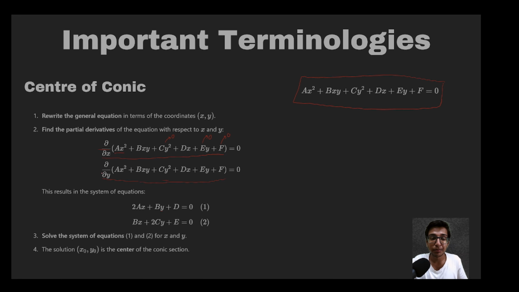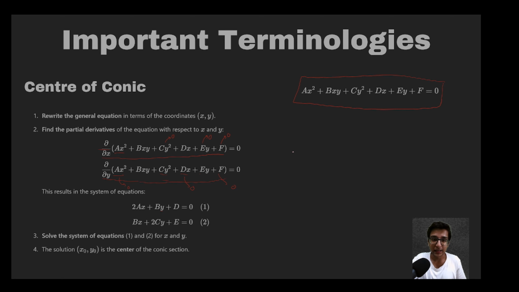Similarly, when we are taking partial differential for y, for this equation we would take every other variable and every other constant apart from y to be a constant, and then we would differentiate it. So this would become 0, this would become bx, this would become 2cy, this would become 0, e, and f is again 0. So that is how partial differentiation is done.